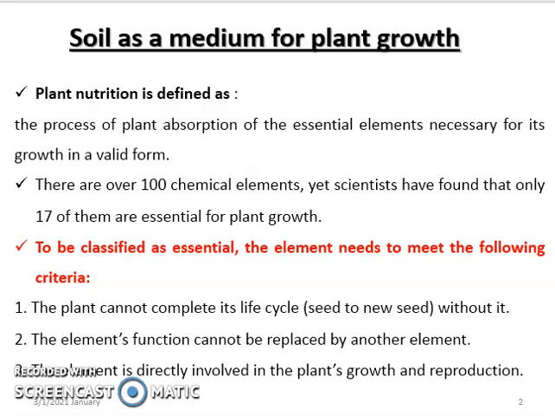The second is that the element's function cannot be replaced by another element. You cannot use one element instead of another one. Third, the element is directly involved in the plant growth and reproduction.